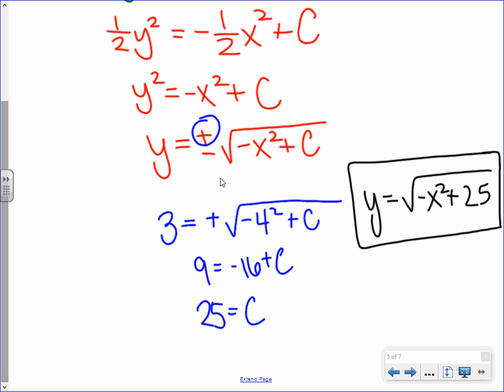Oftentimes, like in an AP free response problem, they're going to ask you for the general solution, and then in the next part of the question, ask you for a particular solution. So I think it's just a good idea to solve for y first, and then plug in your c.